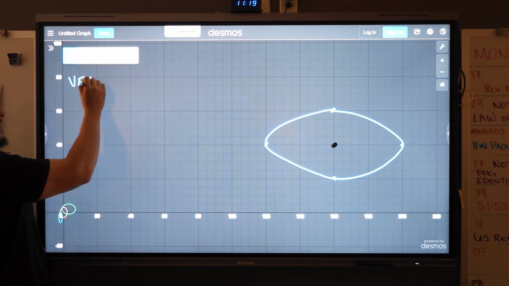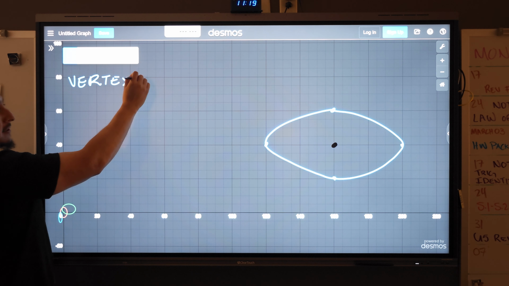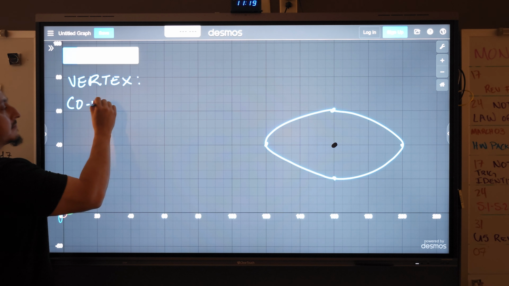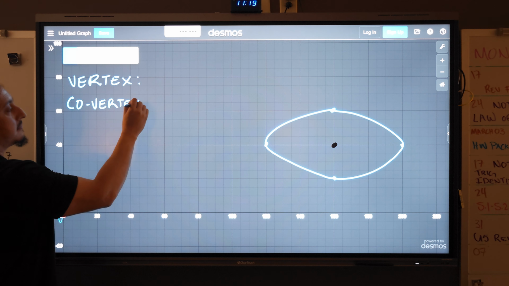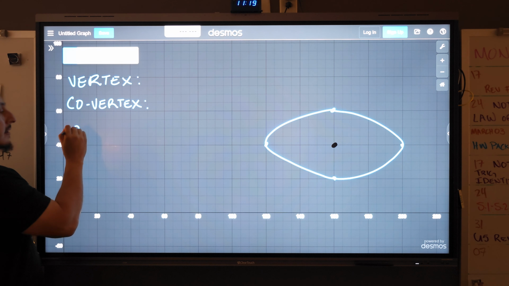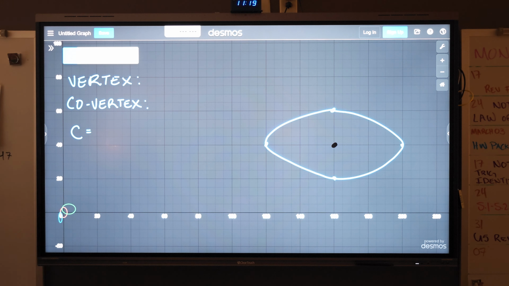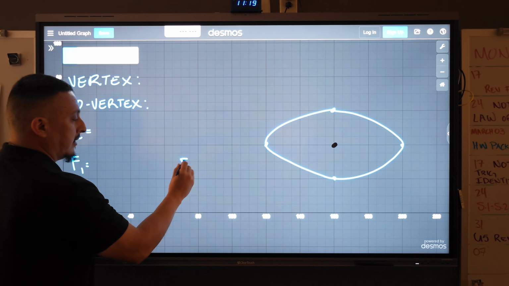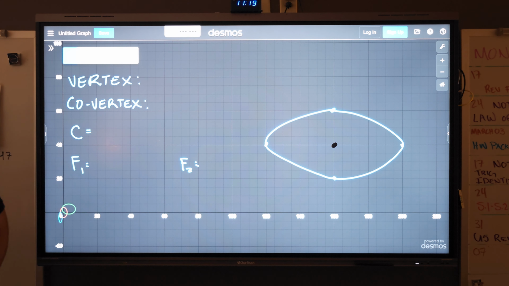So I need to know the vertex. This is what you'll do on your project. You'll identify all the parts. I need the co-vertex. I would also need the C, which is the foci distance, and the location of F1 and F2. Now, right now, focus on the formula first. Okay, get you the formula.